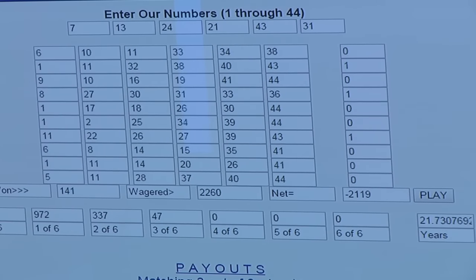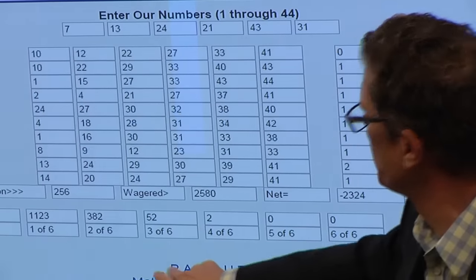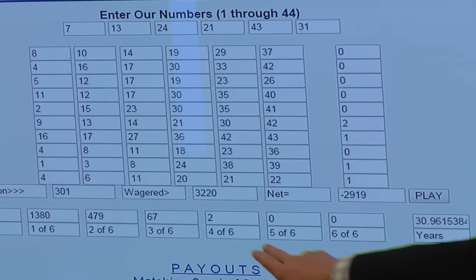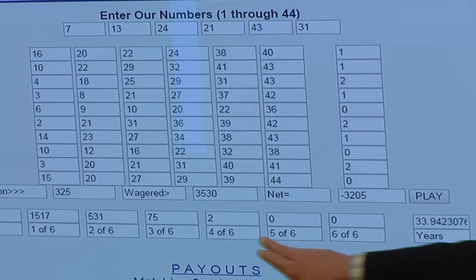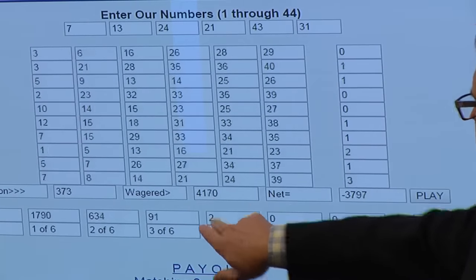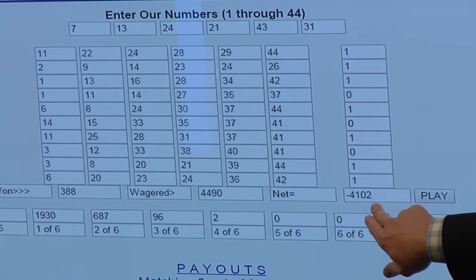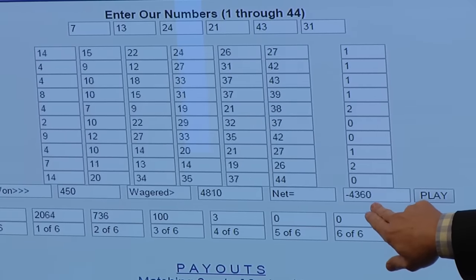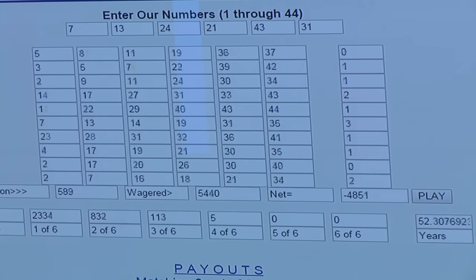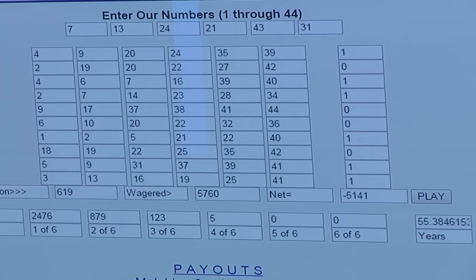All right. So now it's been 22 years and we've hit 51 three out of sixes. But we did get two four out of sixes. There we go. The nice thing about the simulator is it tells you how much we wagered. We wagered $4,000 so far, and based on how much we've won, we've actually got a net loss so far. After 50 years, we've got a net loss of about $5,000. All right, so that's the simulator.